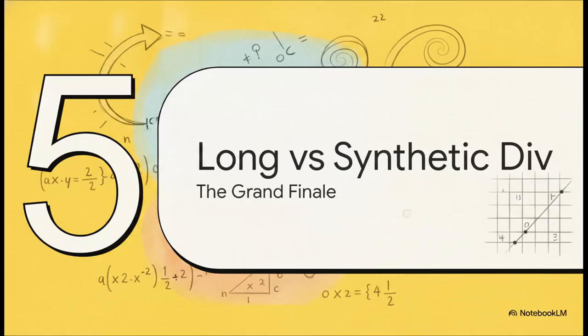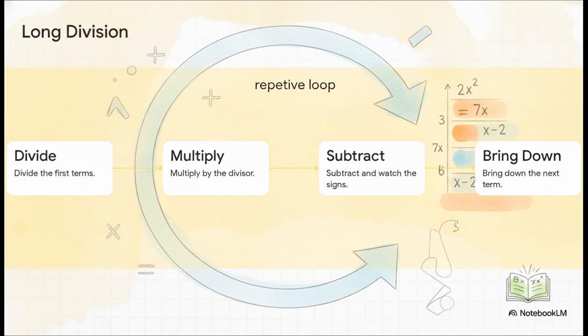So welcome to part 5, the grand finale, long division versus synthetic division. First up is the old reliable long division. It's a loop. Divide, multiply, subtract, bring down. Let's divide 2x squared minus 7x plus 6 by x minus 2. Divide the first terms. 2x squared divided by x gives us 2x. Then multiply 2x by our divisor, x minus 2, which gets us 2x squared minus 4x.